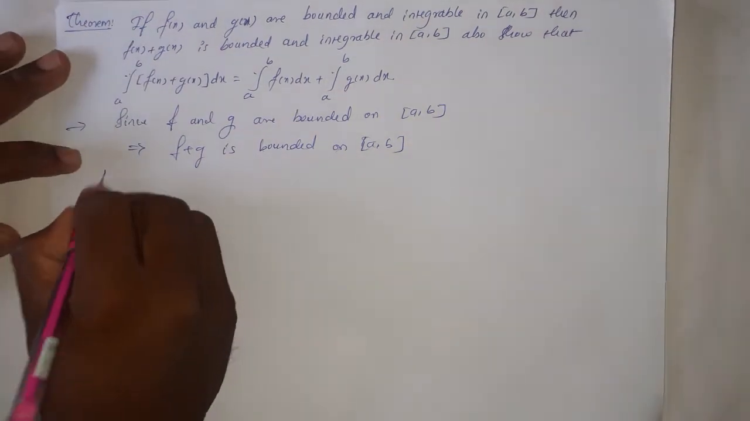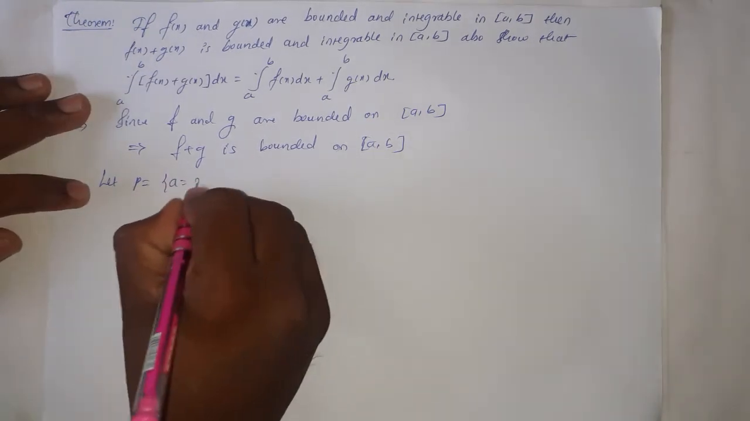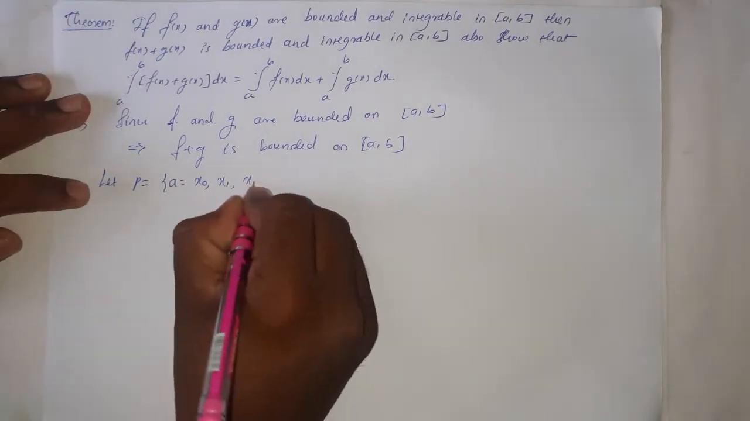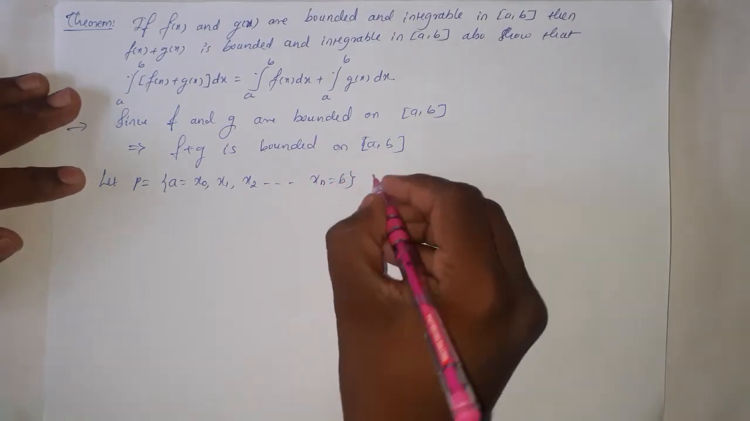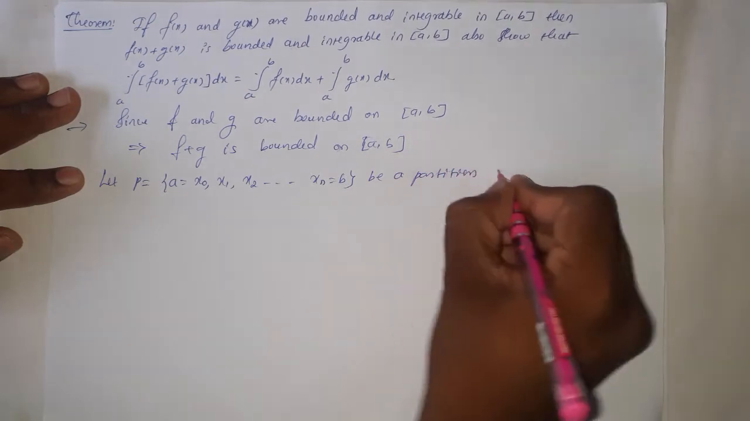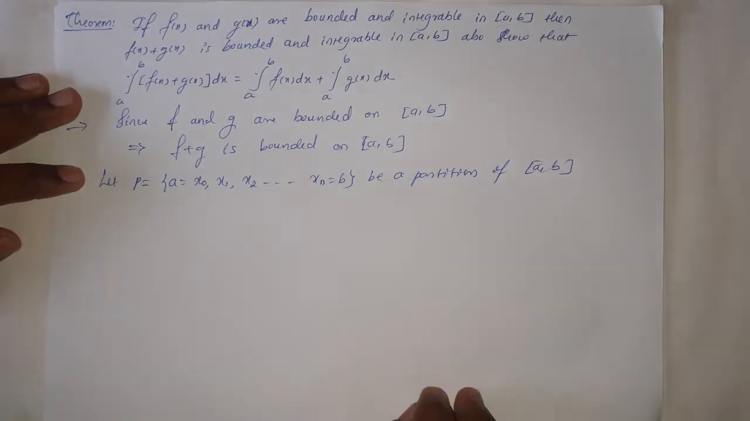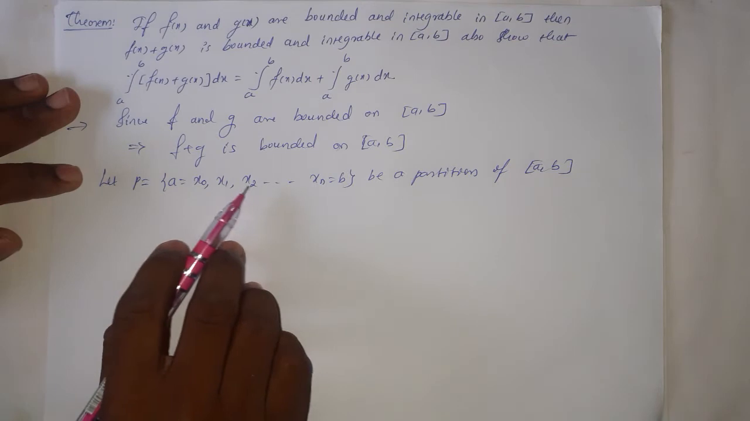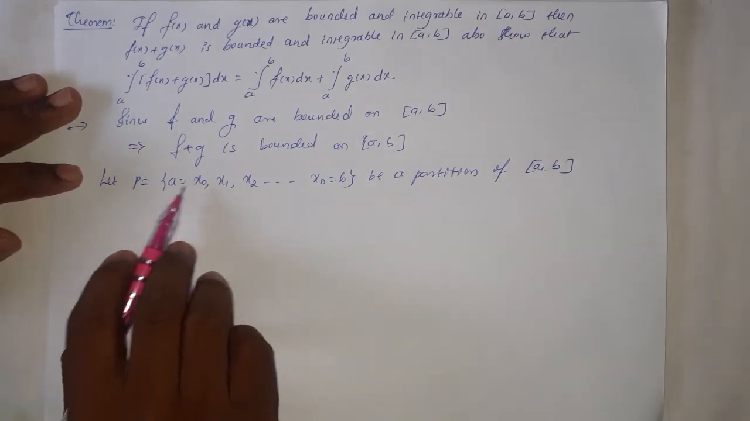Now, let P equal to a equal to x naught, x1, x2 and so on xn equal to b be a partition of closed interval a b. Now, let us consider the partition P consisting of the points x0, x1, x2 so on up to xn, where xn equal to b and x0 equal to a.